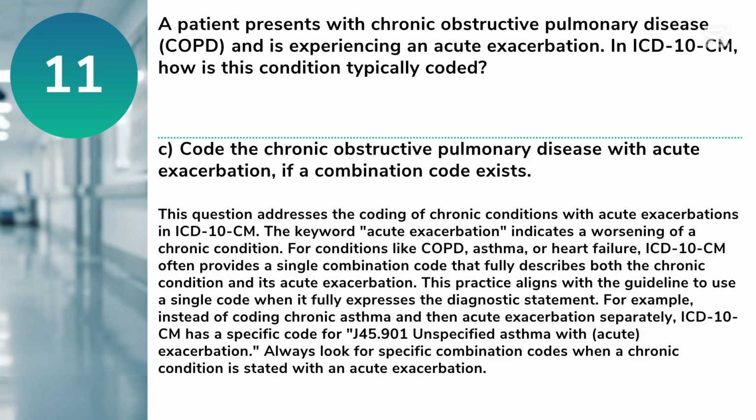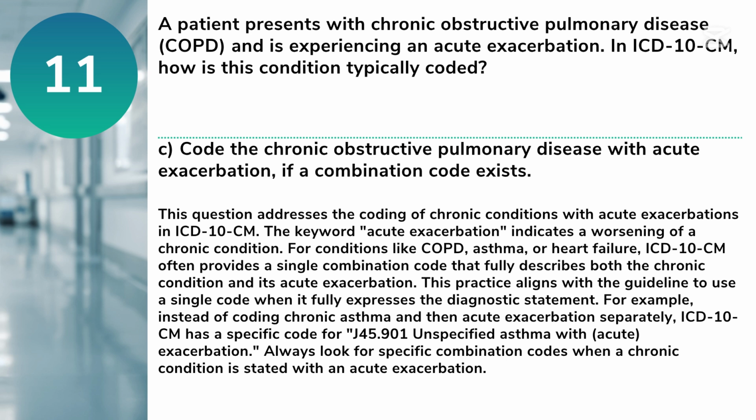Answer C. Code the chronic obstructive pulmonary disease with acute exacerbation, if a combination code exists. This question addresses the coding of chronic conditions with acute exacerbations in ICD-10-CM. The keyword acute exacerbation indicates a worsening of a chronic condition. For conditions like COPD, asthma, or heart failure, ICD-10-CM often provides a single combination code that fully describes both the chronic condition and its acute exacerbation. This practice aligns with the guideline to use a single code when it fully expresses the diagnostic statement.